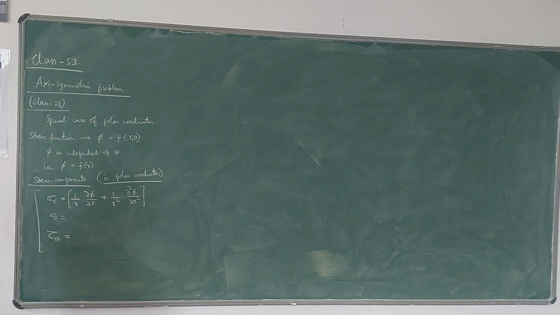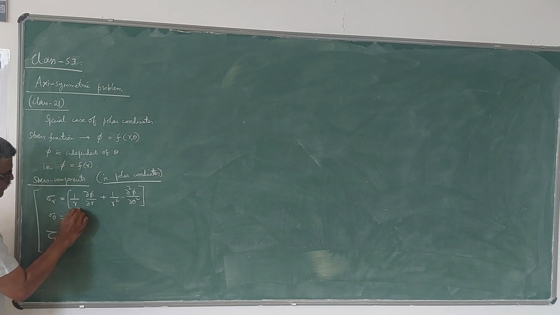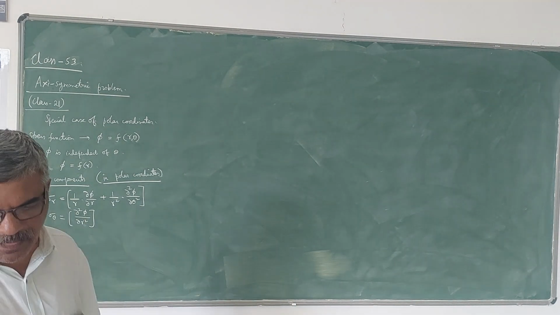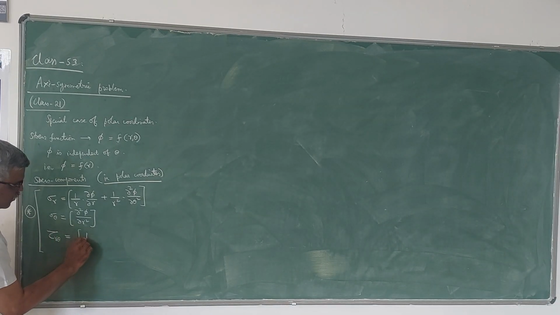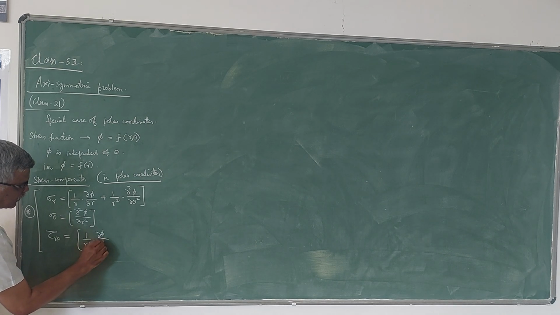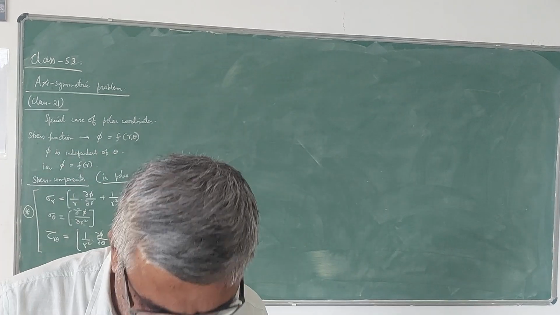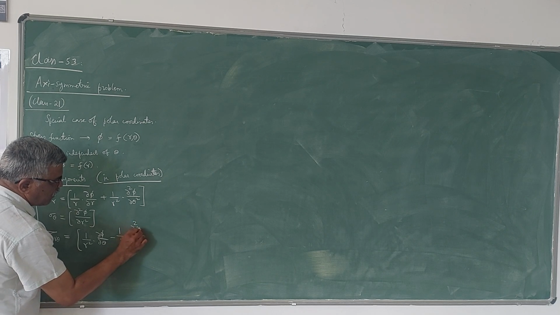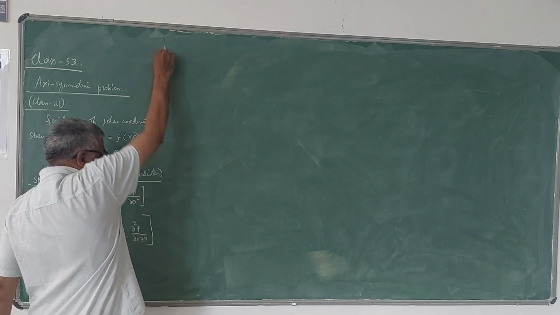This is the expression for sigma r. Sigma theta is dou square phi by dou r square. So these things you have to remember. If they ask you to find the stress components, you have to remember this. Then tau r theta is given by 1 by r square dou phi by dou theta minus 1 by r dou square phi by dou r dou theta. These are the stress components in the case of polar coordinates.